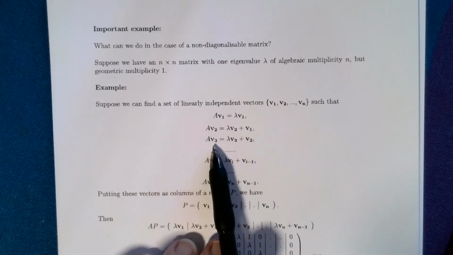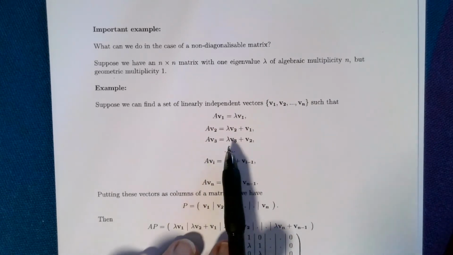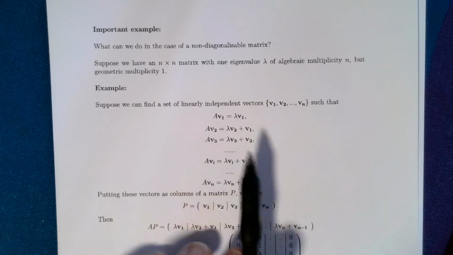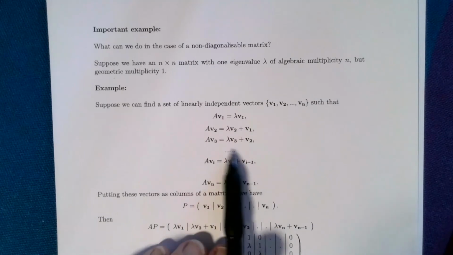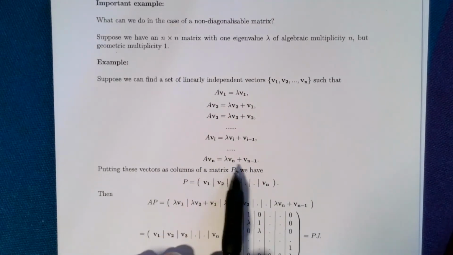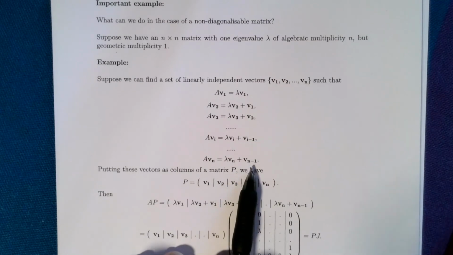Vector v3 in my list has the property that when you multiply by A, again you almost get an eigenvector. You get lambda v3, but you pick up plus v2, which is this vector we had up here. And so on all the way down, and finally A vn is lambda vn plus v sub n minus 1. So we get this sequence of vectors.